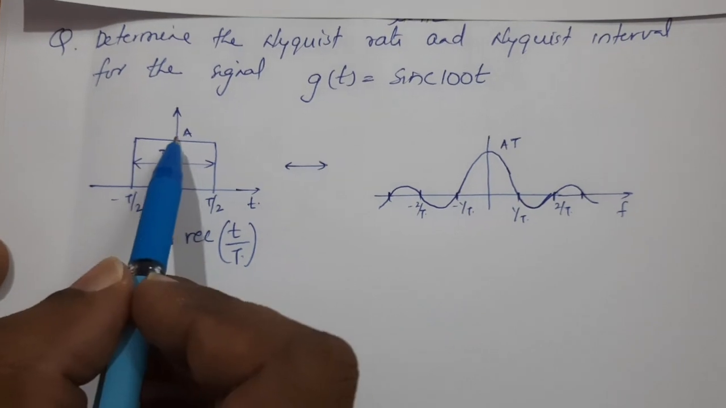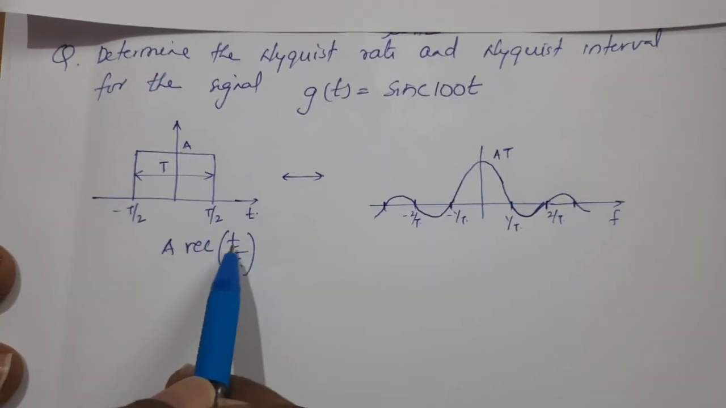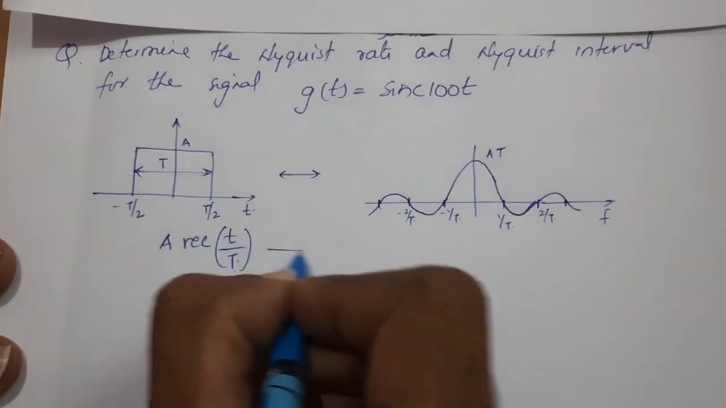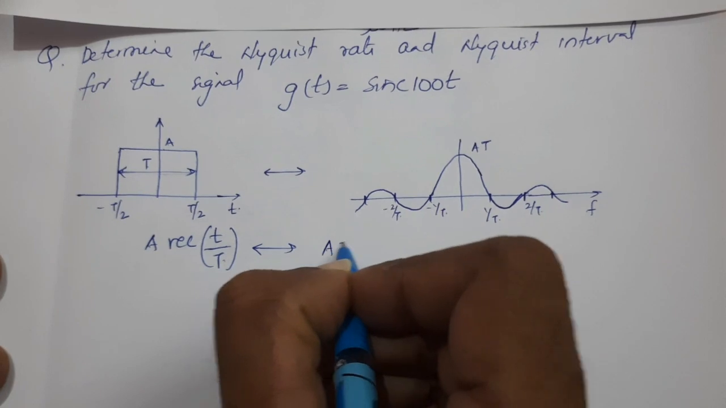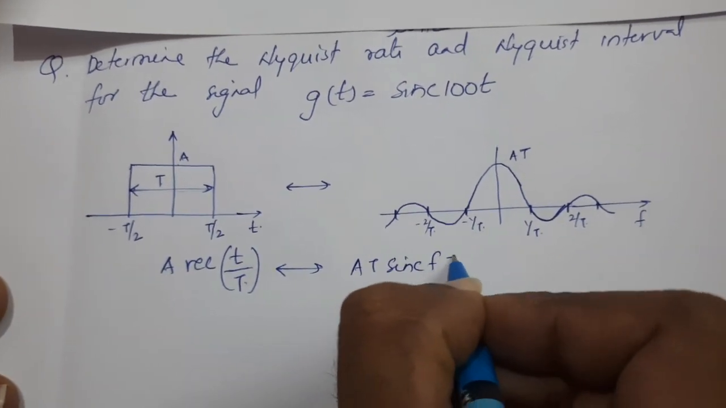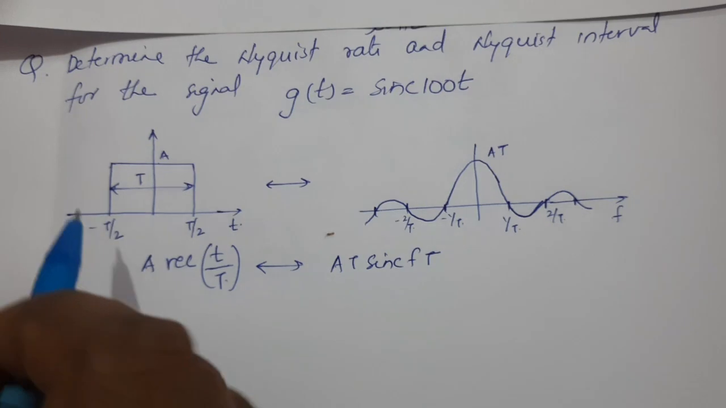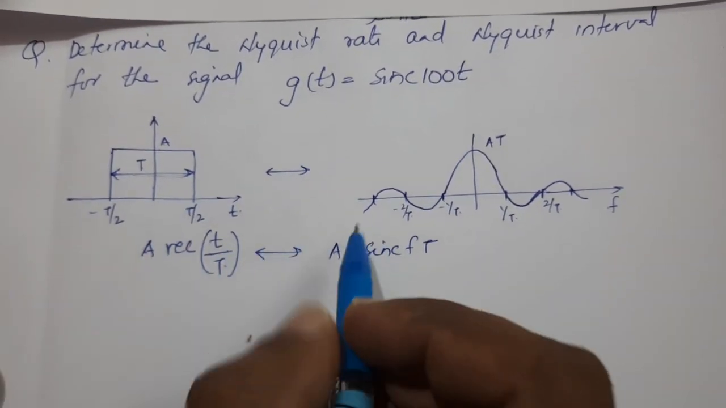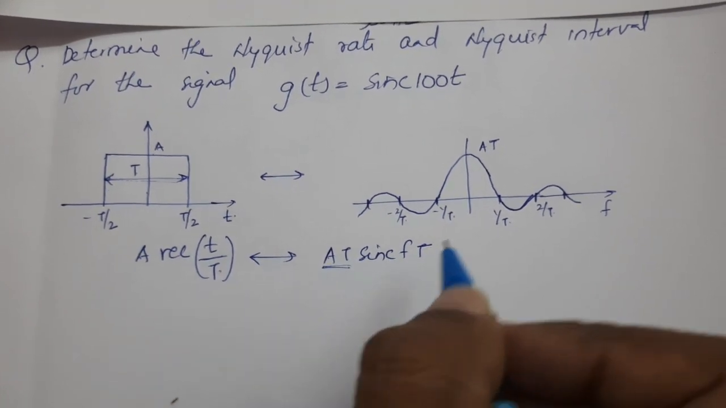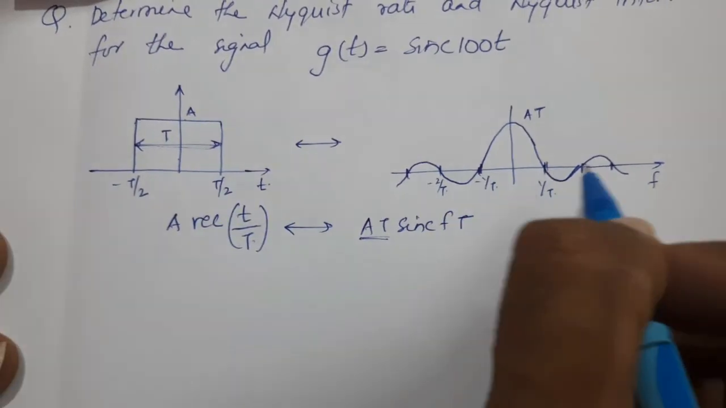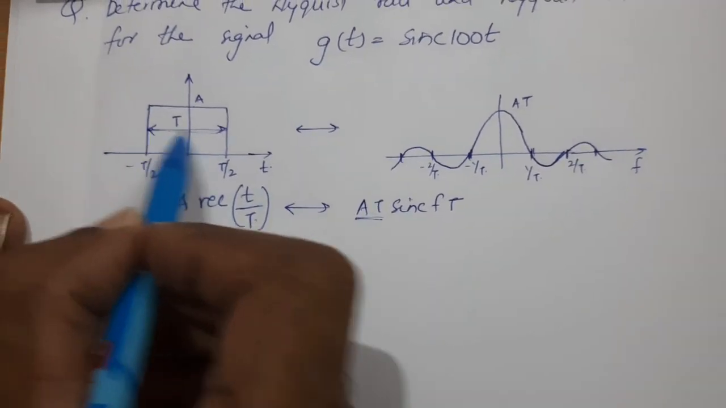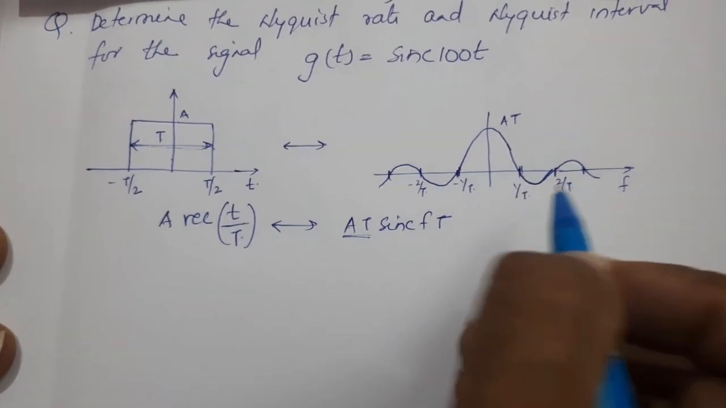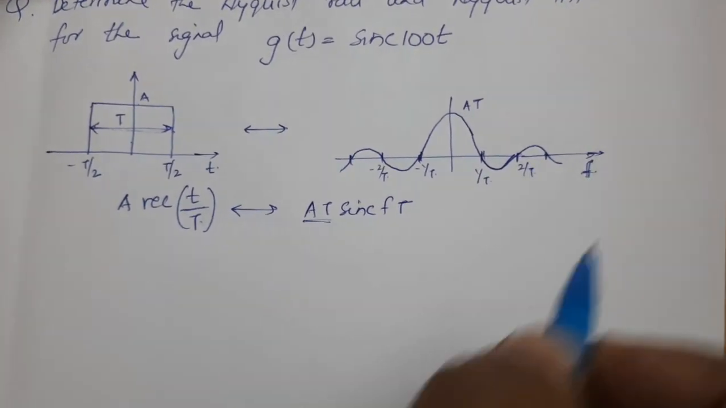Here A is the amplitude of the rectangular function, and the denominator T in rect(t by T) is the width of the rectangular function. Now if you take the Fourier transform, you will get A T sinc(fT), that is the product of the width and the height of the rectangular function, AT, into sinc(fT). If you plot this sinc function, its width will be 1 by T, because it is in the frequency domain.